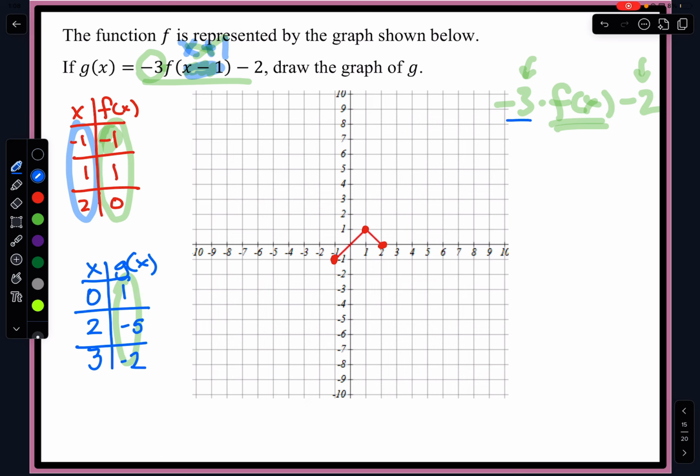So now that I've done those two operations to the y's, and I've done, of course, my operation on the x, I can now plot these. 0, 1, 2, -5, and then 3, -2. And as I plot, these points will automatically be connected, and there I have transformed this red graph and created the graph of g.